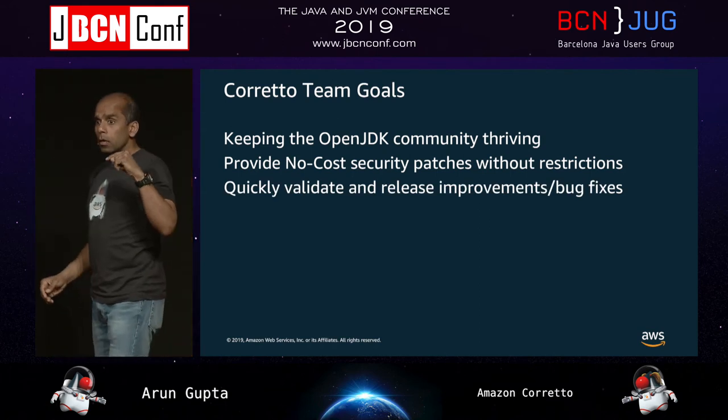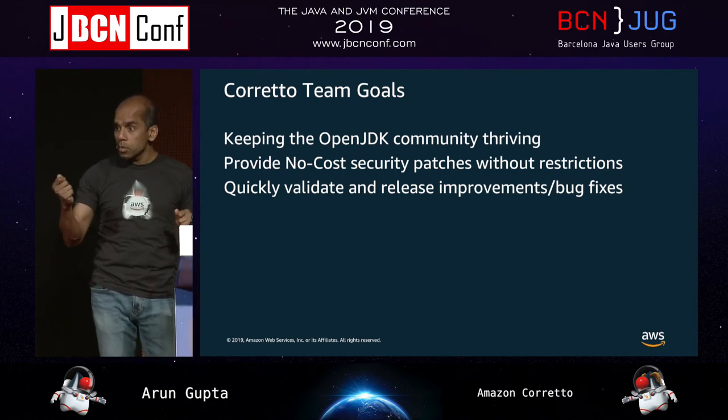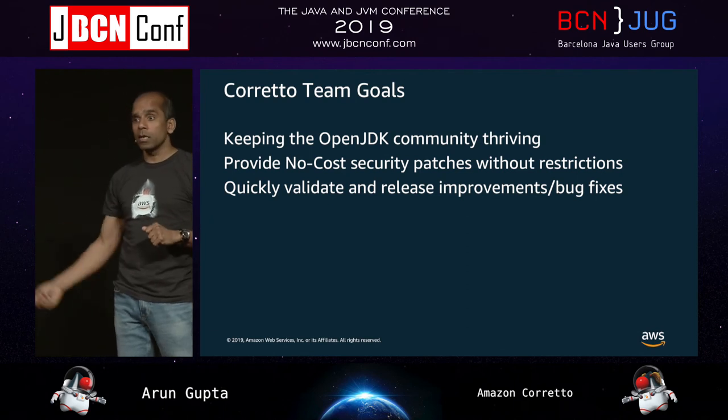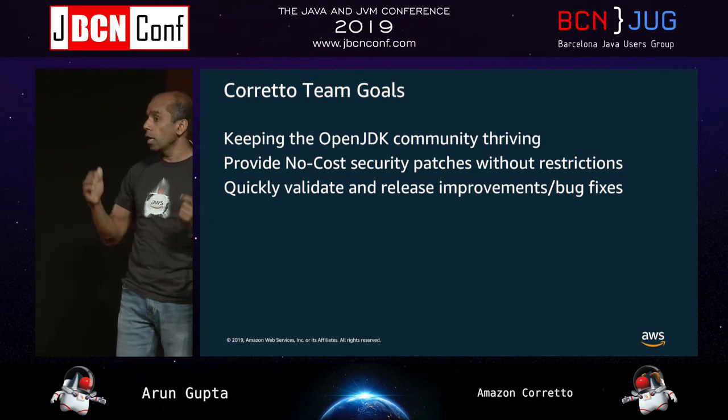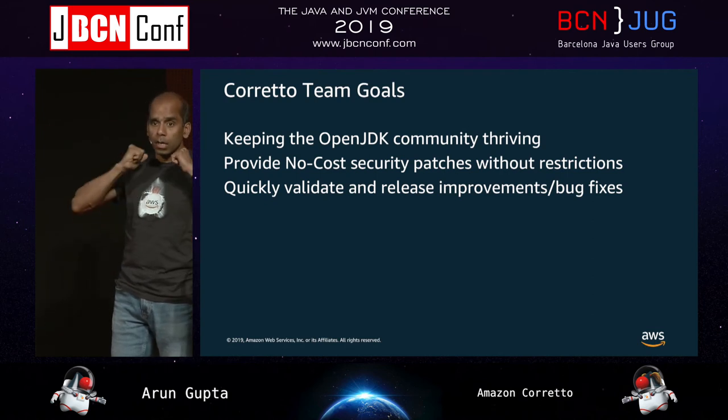Because of the scale that we are using within Amazon, we are able to quickly validate and release fixes. And we want to make sure that we don't have to wait a few months to get a bug fix because of a support contract. Hey, there's a bug, implement it, test it, fix it, and release it.